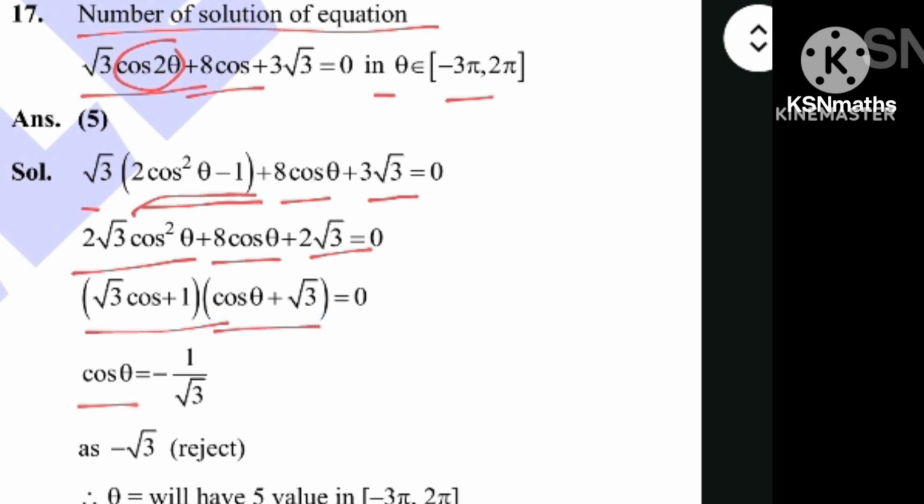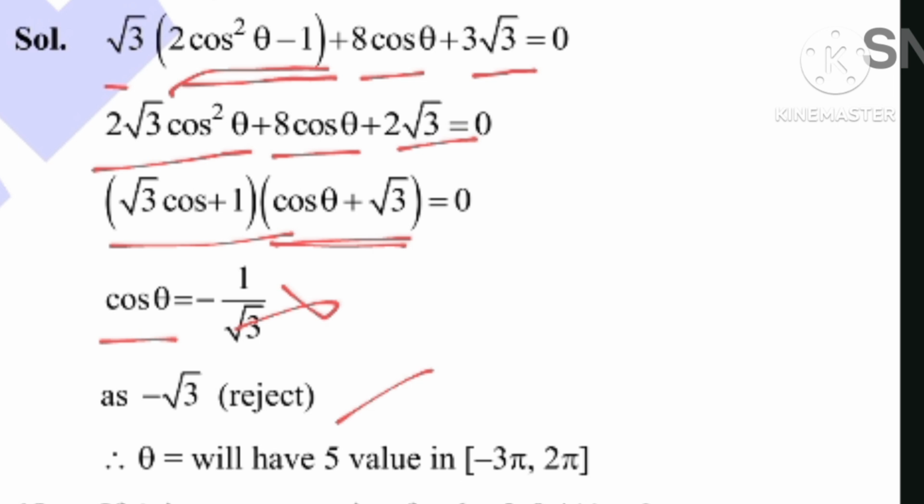Cos theta equal to minus 1 by root 3. So it's impossible, so there is no solution. Cos theta is equal to minus root 3, so that is rejected. Cos theta is equal to minus 1 by root 3. Theta will have 5 values from minus 3 pi to 2 pi. So the answer is 5.